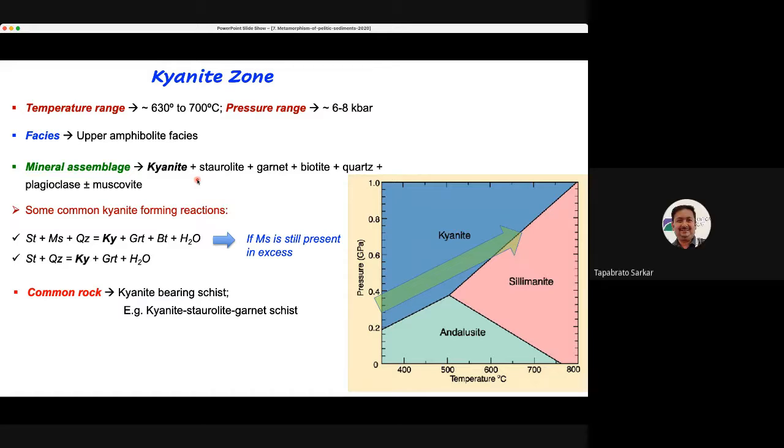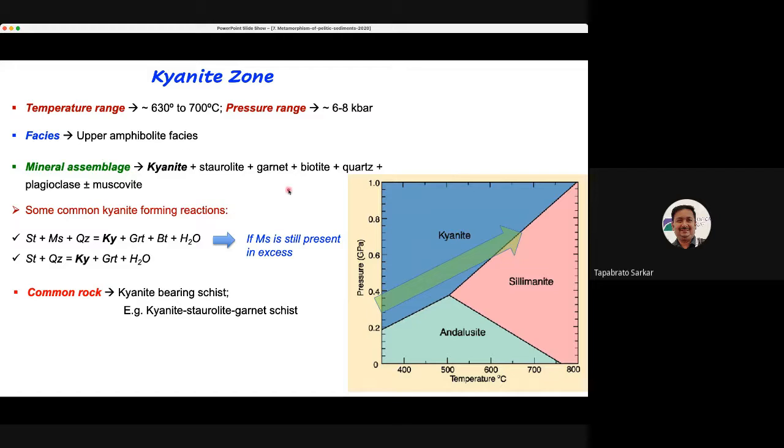Yeah. So that is it. So you have a rock which had staurolite, garnet, biotite, quartz. When you reach these temperatures, these minerals together start reacting. These reactions are temperature dependent. So staurolite and muscovite would start reacting. So unless you reach these temperatures, staurolite and muscovite coexist with each other in the staurolite zone.